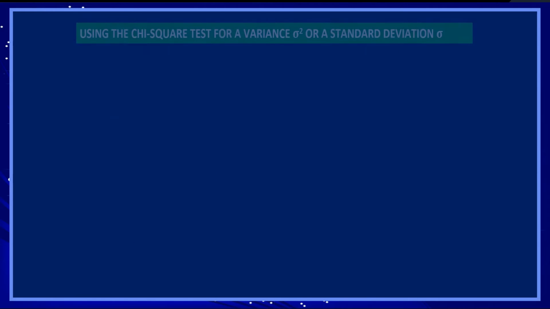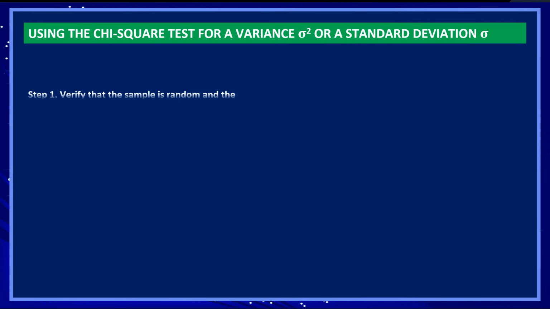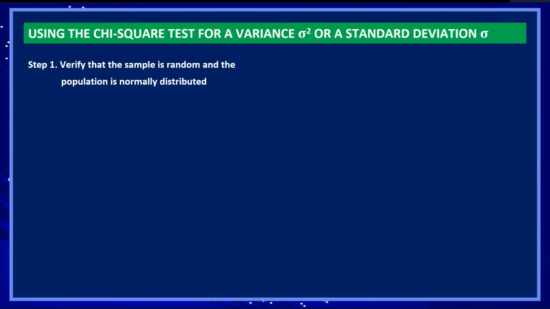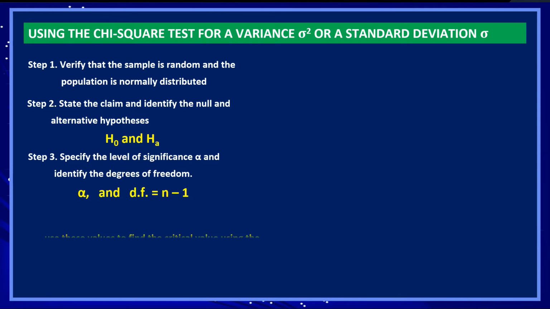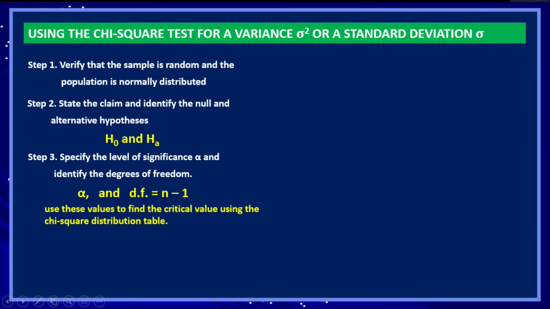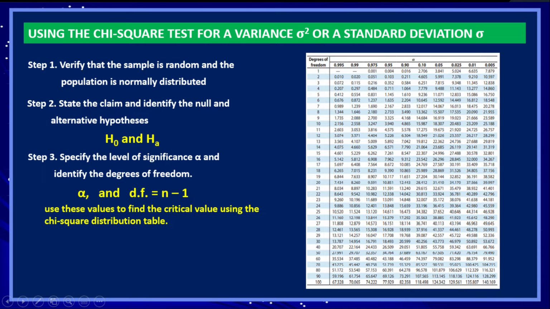In using a chi-square test, we also need to follow certain steps. First, verify that the sample is random and the population is normally distributed. It is important to know that the given population is normally distributed so that we can use the chi-square test. Second, state the claim and identify the null and alternative hypotheses. Third, specify the level of significance and identify the degrees of freedom. In step 3, after specifying the degrees of freedom and the level of significance, use these values to find the critical value using the chi-square distribution table.